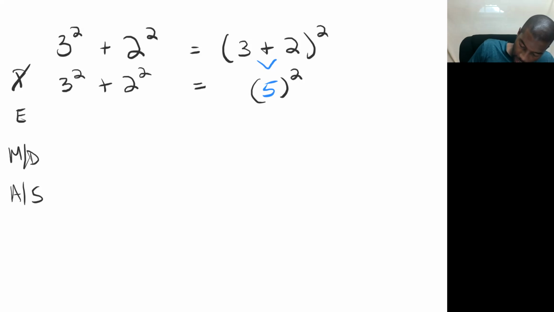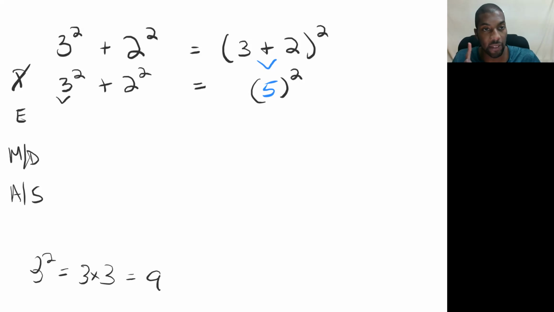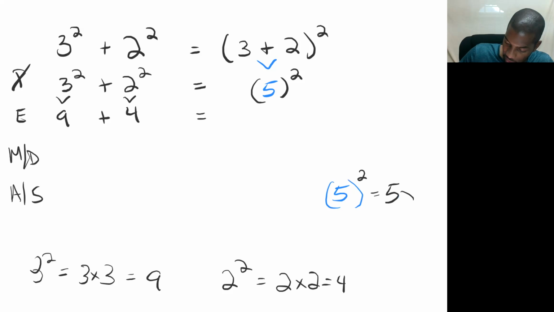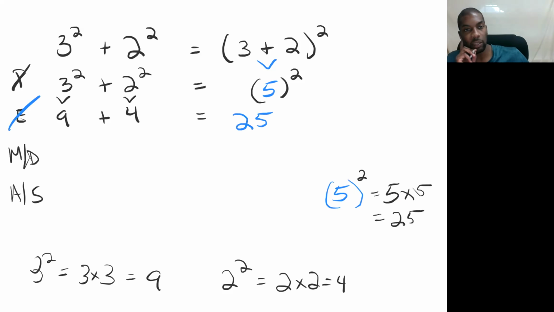3 squared is 3 times 3, so that's 9. And here's where it pays to know your math facts, so you can do it quicker. Plus, what is 2 squared? 2 to the second power is 2 times 2, which is 4. Equals 5 squared. What is 5 squared? 5 in parentheses to the second power is the same thing as saying 5 times 5. 5 times 5 is the same thing as saying 25. So I've now gotten rid of all of my exponents.